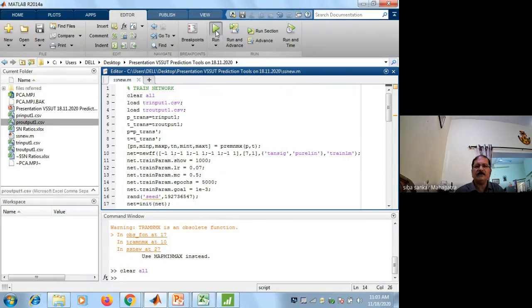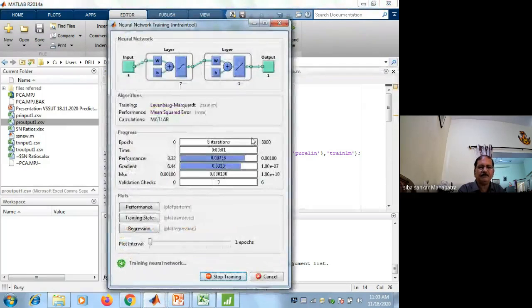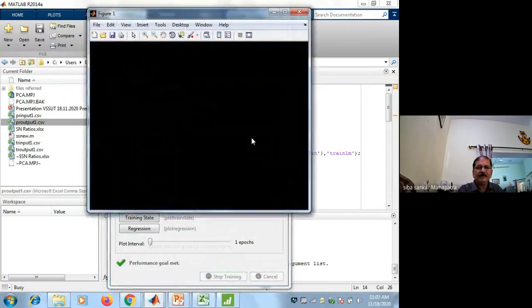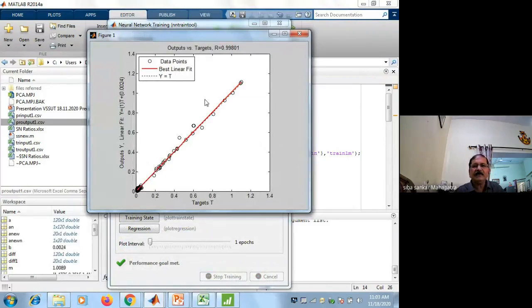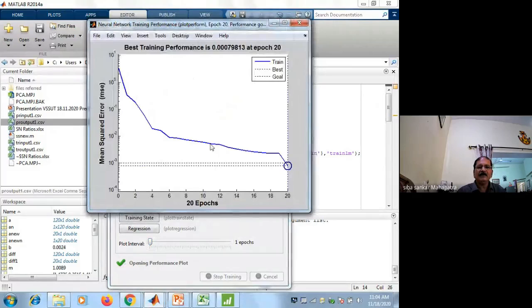NNet toolbox is available. Now solve it, run this program, right? Now you see the regression between the output and the target values during the testing and training period. You got a very good R square value, 0.99 or 99.8%. Now you see the performance, how the error has changed.